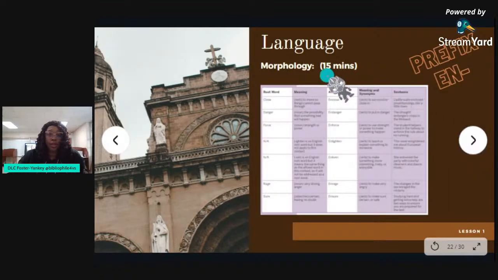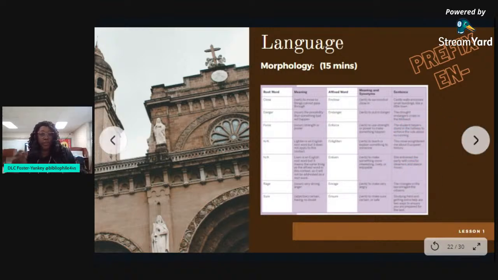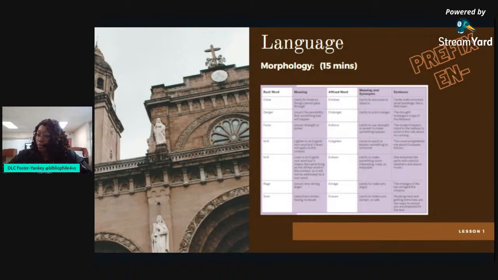Moving on to morphology for 15 minutes. It's all about the prefix in. The teacher is going to refer to the prefixes anchor chart. And this is not the prefixes anchor chart. It's actually from a previous unit. I couldn't find which one, but they should already have a prefixes anchor chart in their room that they have been working on throughout the year so far.